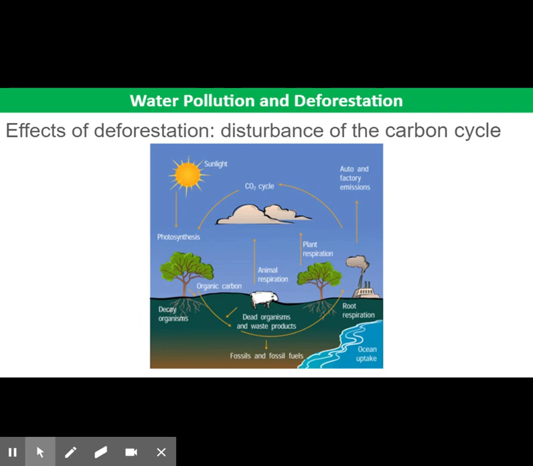In addition, deforestation via the combustion of trees produces carbon dioxide, further increasing the carbon dioxide levels in the atmosphere, again disrupting the carbon cycle.